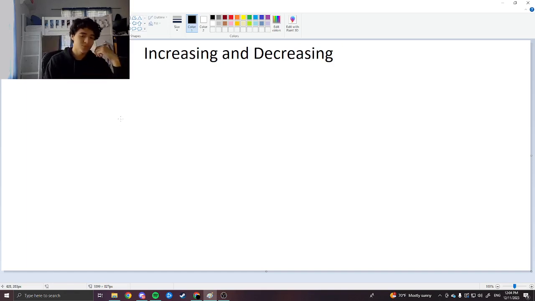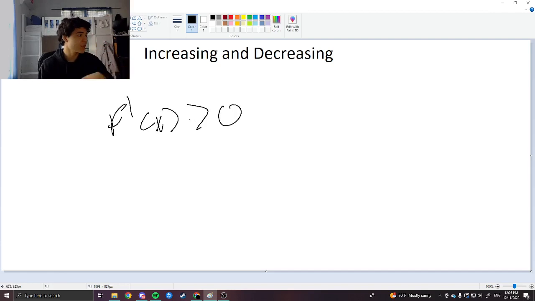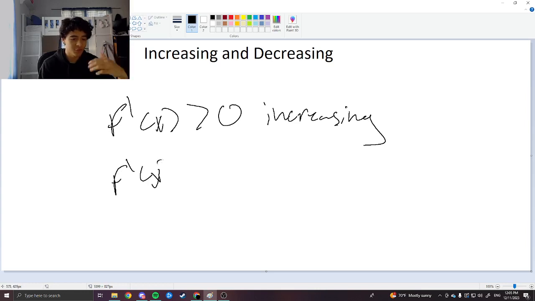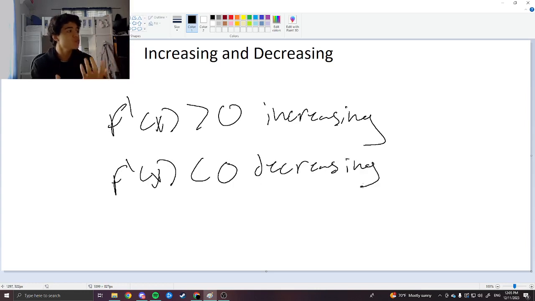How can you find this with math, with calculus, instead of just looking at a graph? Anytime f prime of x is a positive number, anytime it's greater than 0, it's going to be increasing, right? Because it has a positive slope. And anytime your f prime of x, your derivative function, is less than 0, it's a negative slope, it's going to be decreasing. How can we use this in functions?